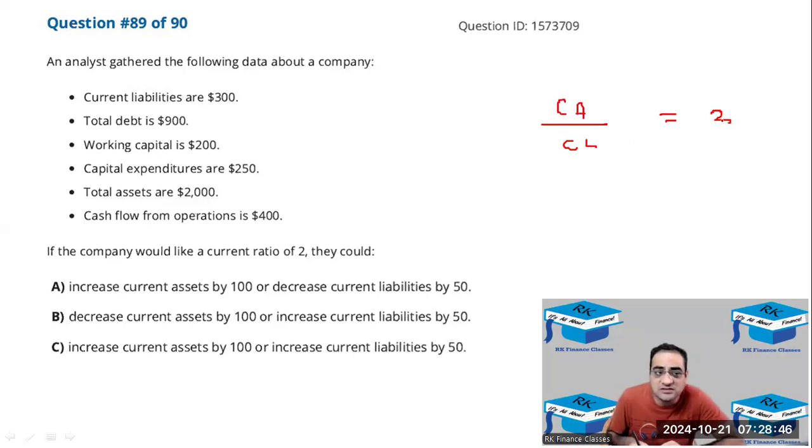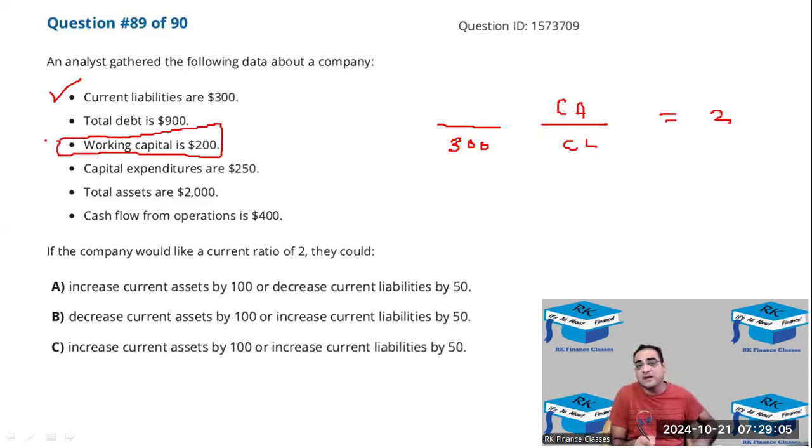उसमें से on the first line the current liability were given to you. So current liability are 300. So basically divided by 300. So basically if the company wants a current ratio of 2, that means current asset should have been 600. But let's see what are the current assets. So current asset directly नहीं दिया था, but if you look at this point, working capital is what?